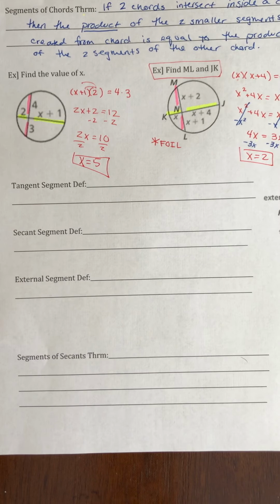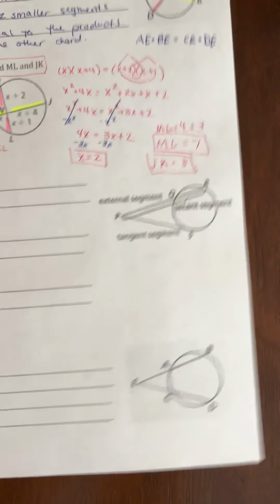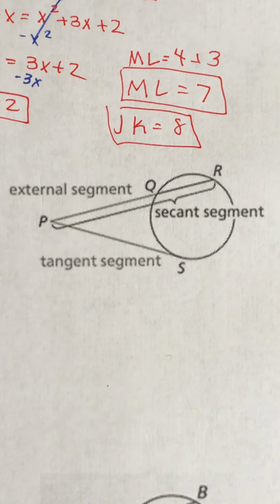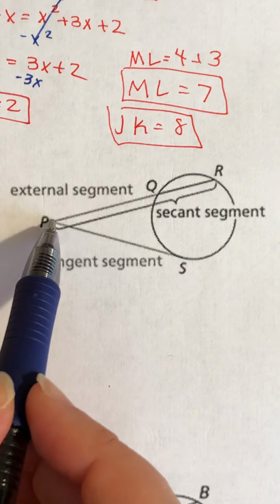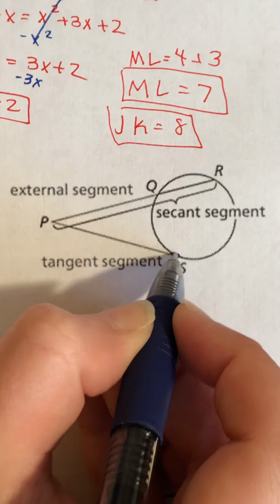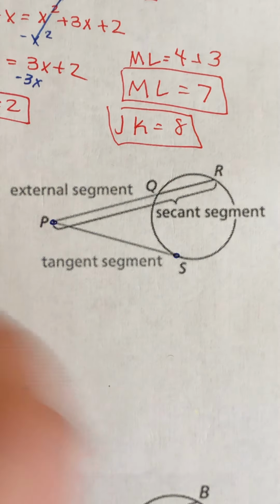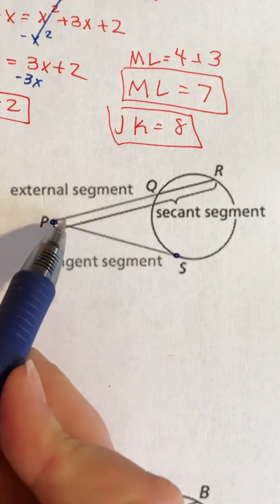All right, so these next few theorems are talking about tangent segments, secant segments, and external segments. So we're going to make sure we know what those pieces are. So a tangent segment, again, it is a segment, so it has endpoints, but one of those endpoints is going to be a point of tangency.